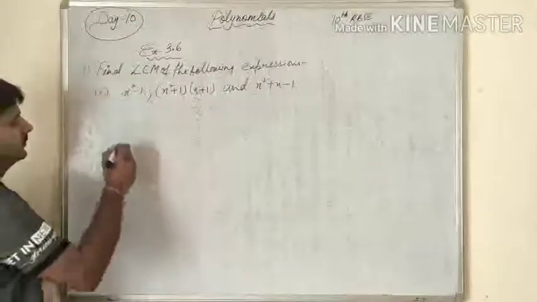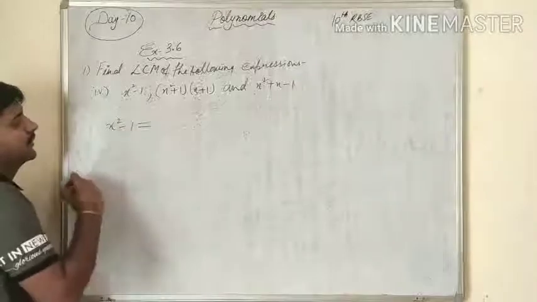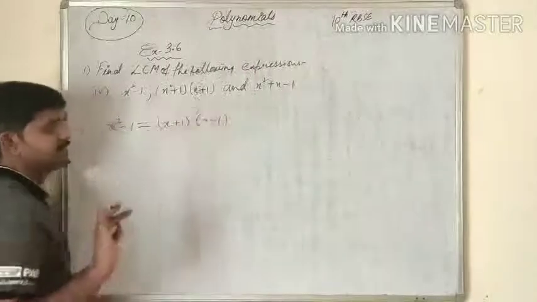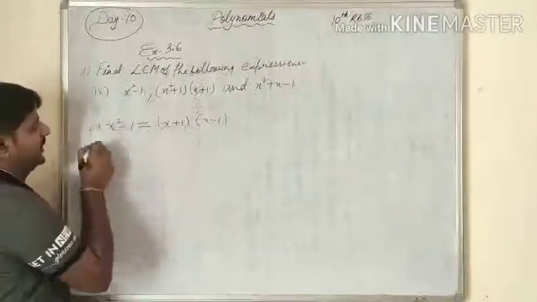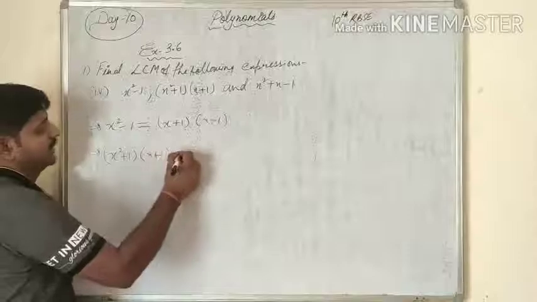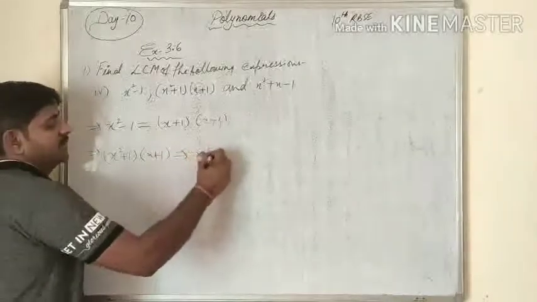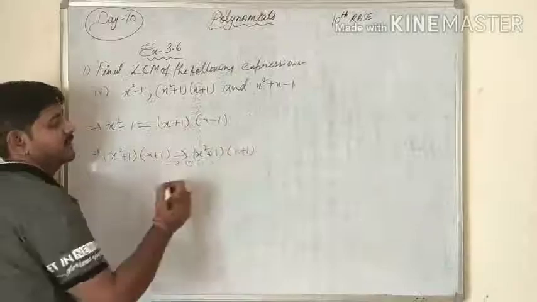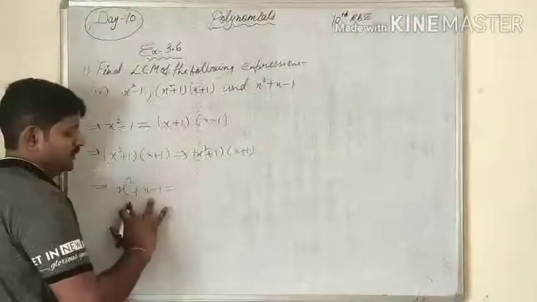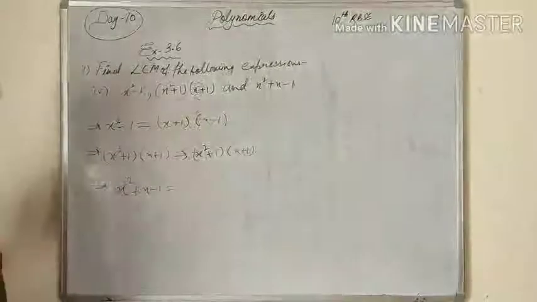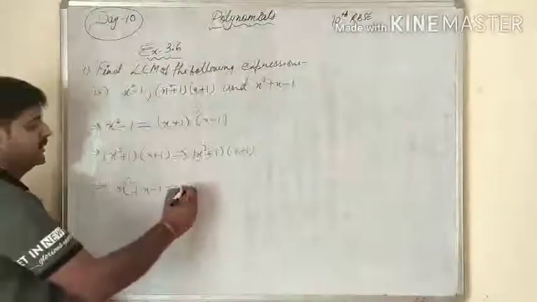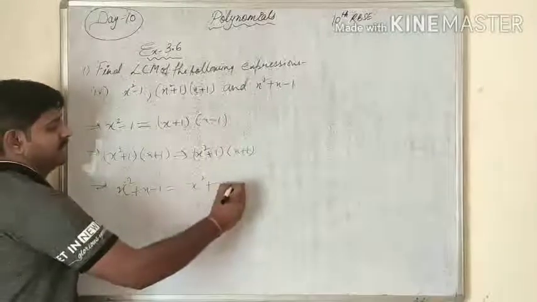Let's factorize all. First of all, if we factorize this, it can be written as (x plus 1)(x minus 1) by identity. If we factorize the second one, which is x square plus 1 and x plus 1, their factors are the same, nothing changed. And third is x square plus x minus 1, so we need negative 1. It is quite difficult to do because 1 is over there, nothing to do, and it is a factor itself, x square plus x minus 1.